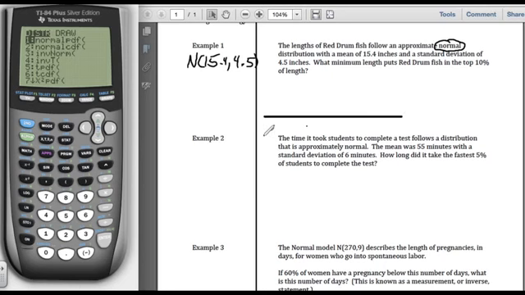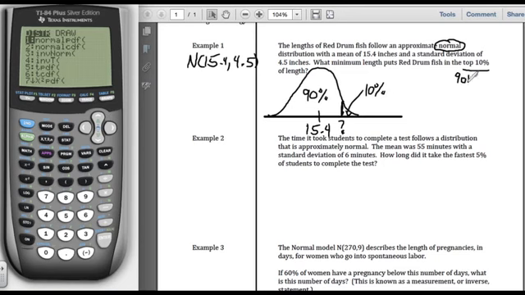Just like before, I'll draw in a rough sketch to get an idea of what's going on. My mean here will be 15.4. So I want to know, well, what is this measurement? What is this marker that puts these red drumfish in the top 10%? I'm going to use a little bit of the complement here. If this is 10% of the distribution, that leaves 90% for the left-hand side.